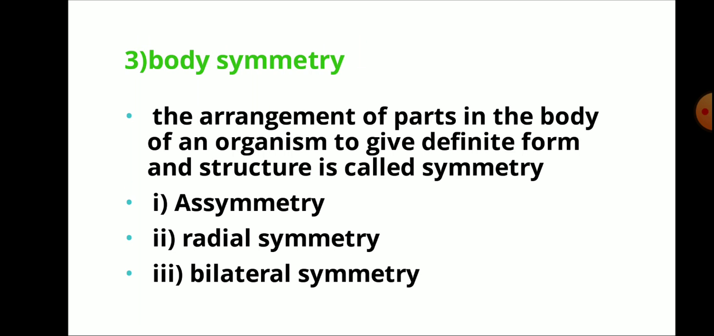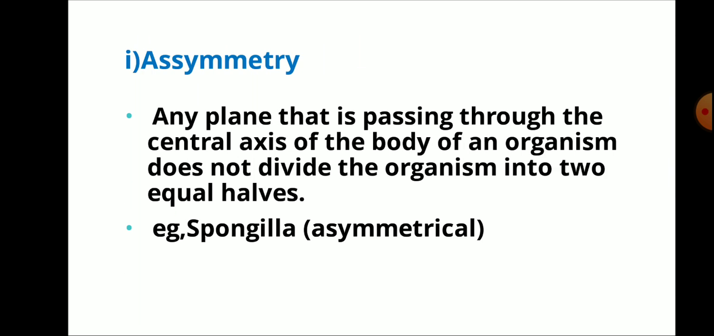Body symmetry. The arrangement of parts in the body of an organism to give definite form and structure is called symmetry. Asymmetry, radial symmetry, bilateral symmetry. Asymmetry. Any plane passing through the central axis of the body of an organism does not divide the organism into 2 equal halves. Example: Spongilla, asymmetrical.